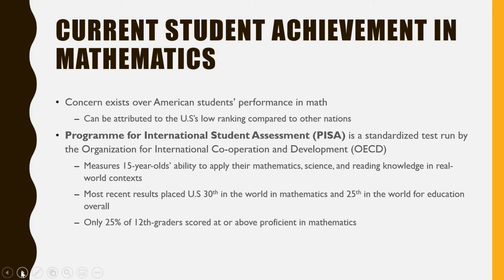The nation's report card found that only 25% of 12th graders are scoring at or above proficient in math. These are students at the end of their high school careers not knowing enough about the subject that they have been studying for at least 12 years to be deemed proficient.